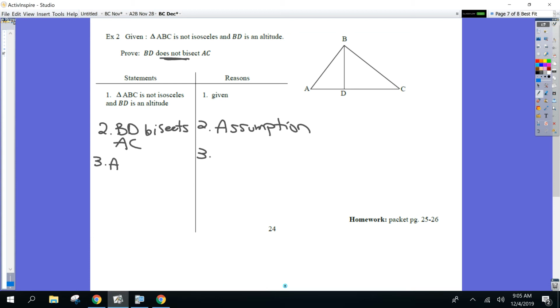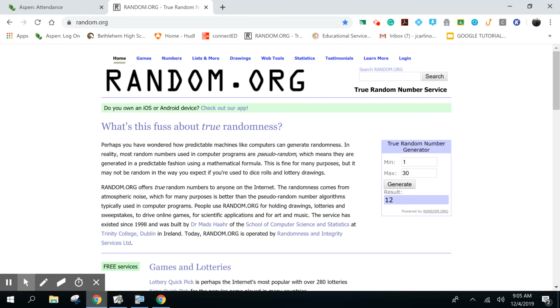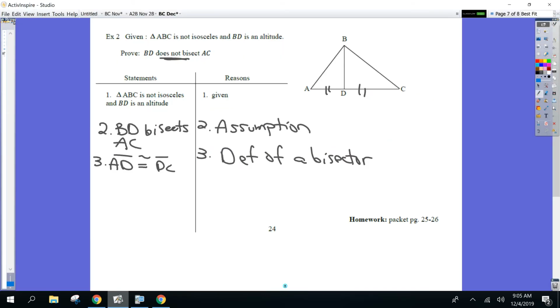Ooh, boss, I like it. AD congruent to DC. Why is that true? Good, he's using his assumption to his advantage. So it looks like he has us on the path of proving these 2 congruent, so I can get the sides or angles. Next. 8. Oh, you're taking the easy way out.